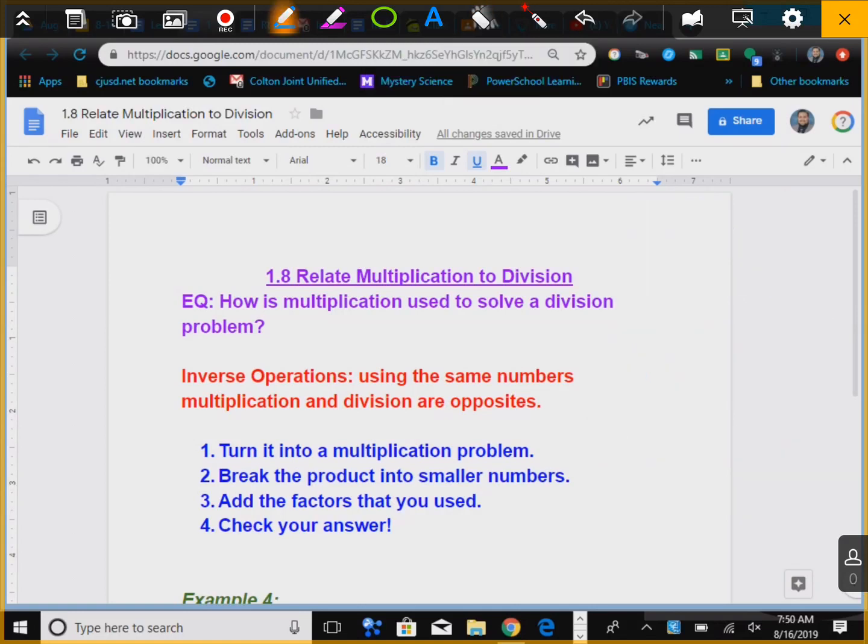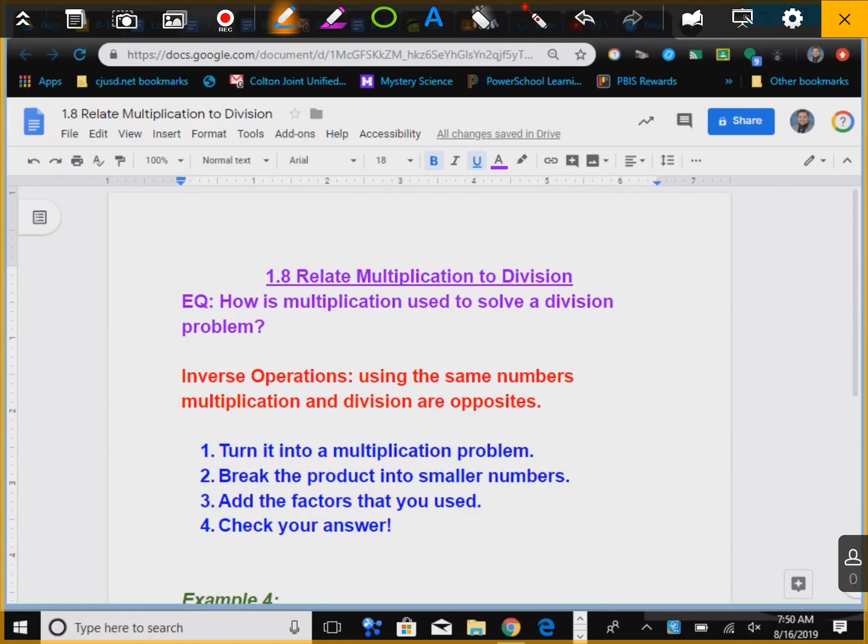So don't be embarrassed if you didn't realize that you can use multiplication to solve division problems. It's something that I think most teachers don't really talk about. At least when I was a kid, it wasn't something that I was really well aware of. And maybe I just wasn't paying attention.